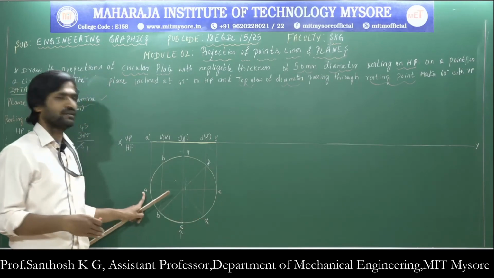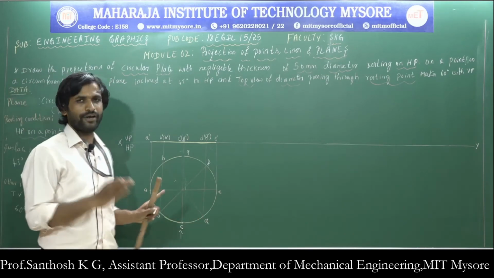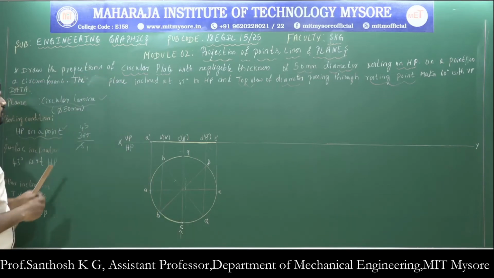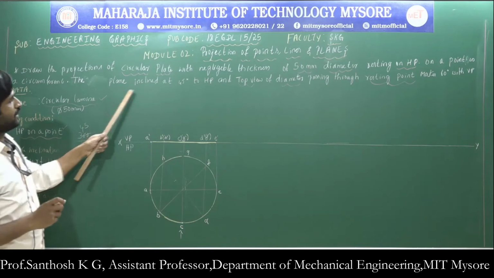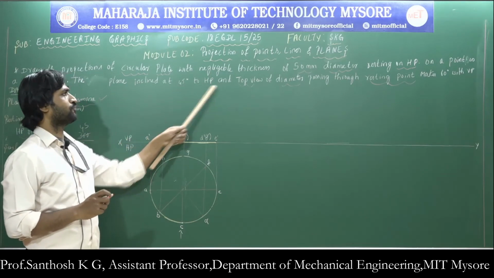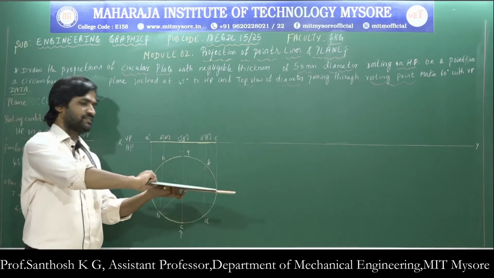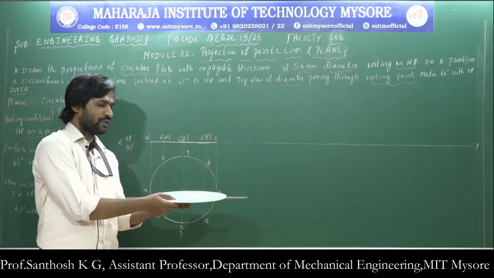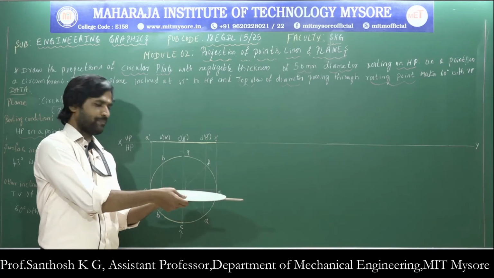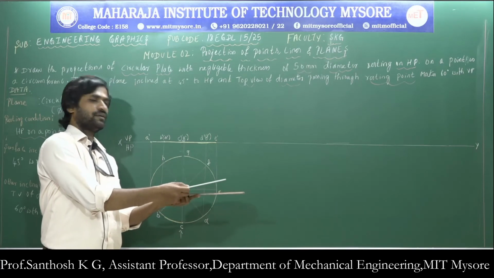Now, let us assume that the lamina will be resting on point A. Then we need to satisfy the other condition that the lamina should be inclined at 45 degrees to HP. Since the lamina is resting on HP, to give the inclination to the plane, I should lift the plane.